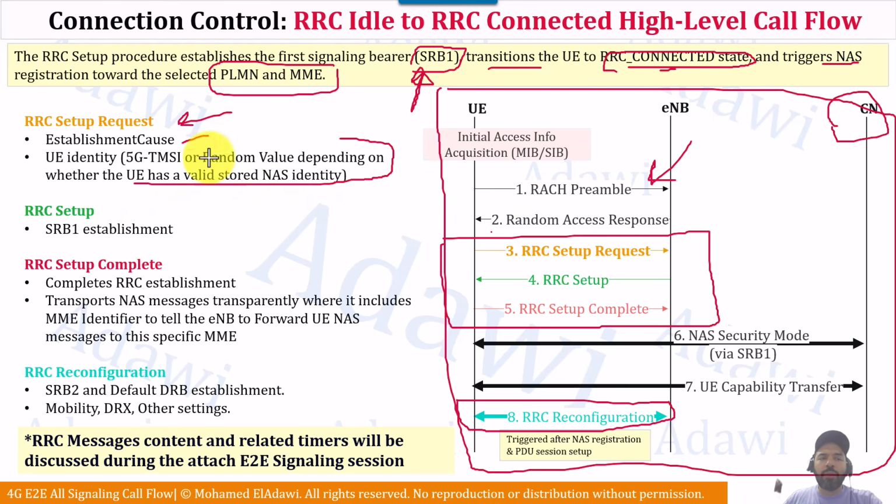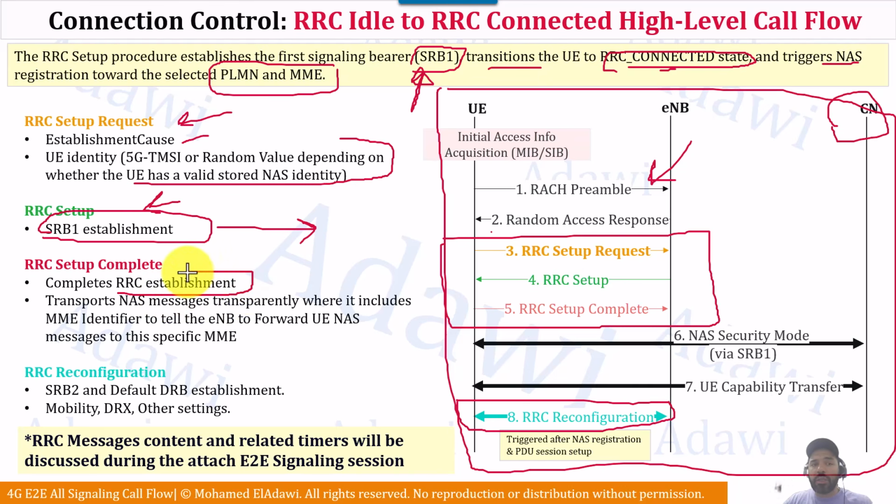Once this is done, there will be the RRC setup. It will include the SRB1 establishment and multiple parameters inside, which will be discussed later on. Then the user will reply with the last message, which is an acknowledgement that the connection is completed. This one just refers to the RRC establishment being completed.